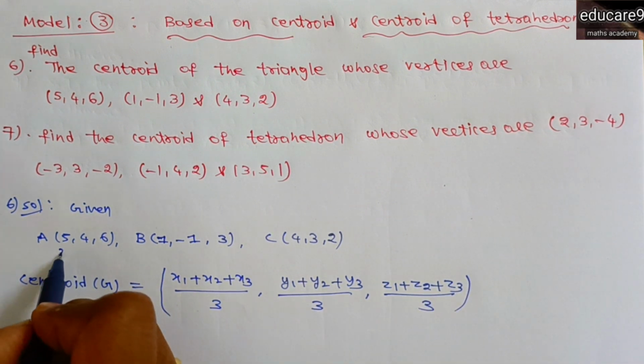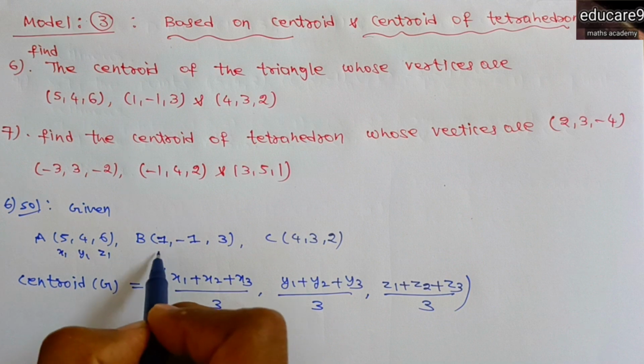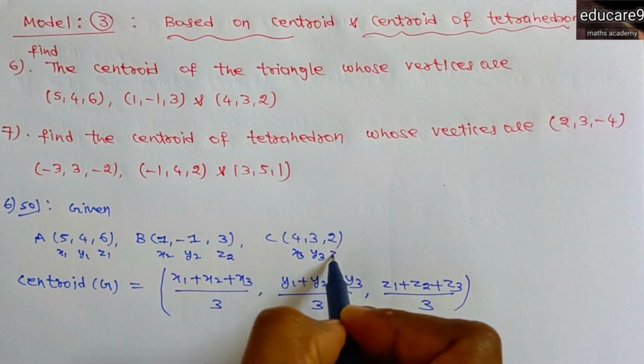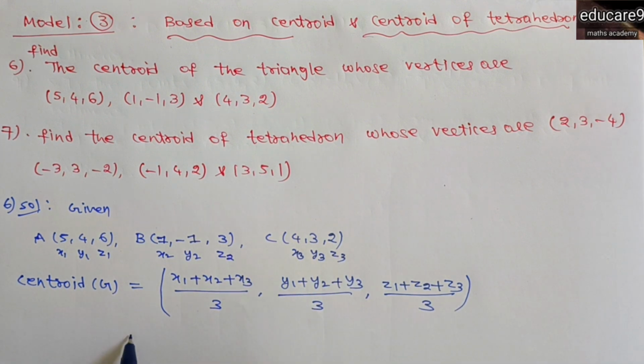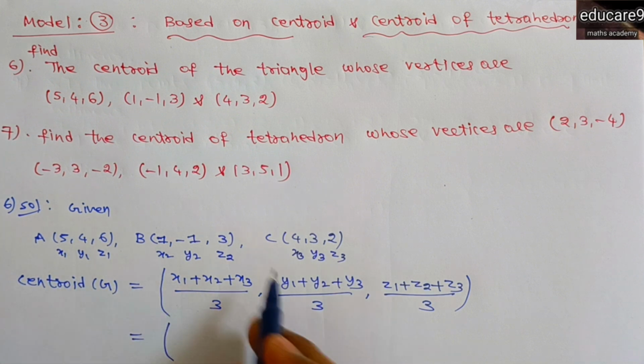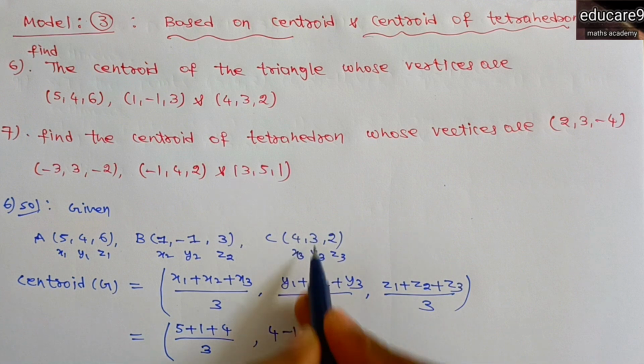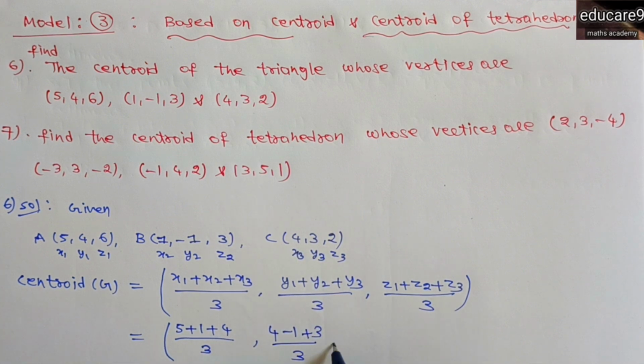So let us consider the given points are x1 y1 z1, x2 y2 z2 and x3 y3 z3. So just substitute the values. First x1 plus x2 plus x3. So add the first coordinates. 5 plus 1 plus 4 divided by 3. And second coordinates 4 minus 1 plus 3 by 3. And third coordinates 6 plus 3 plus 2 divided by 3.